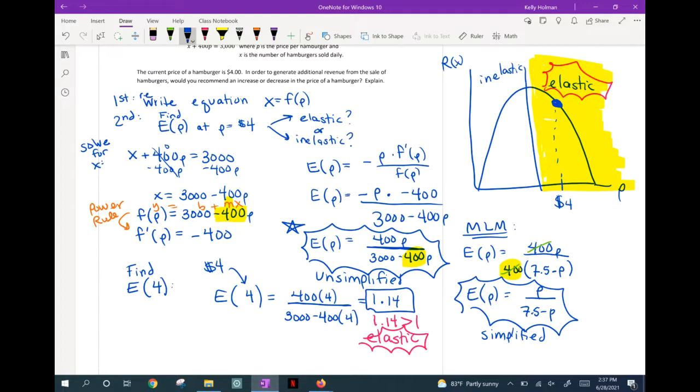Okay, what were they asking us? I already forgot the question. If the current price of a hamburger is $4, in order to generate additional revenue, they're saying they want to increase the revenue. It's asking what should they do with the price? So looking at this, if they want to increase the revenue, what should they do to the price? That's right. So now they should decrease the price, right?